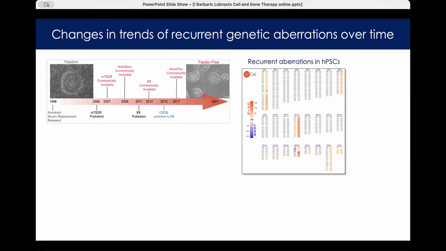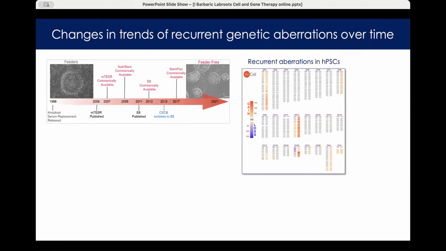So we know that, for example, human embryonic stem cells were first derived back in 1998 on feeders in the presence of serum or knockout serum replacement. But in the last 20-something years since they were first derived, the whole field has pretty much shifted to the use of feeder-free, serum replacement-free media. And the question we had was whether this shift in culture conditions has influenced the recurrent aberrations that we commonly see in human pluripotent stem cells.